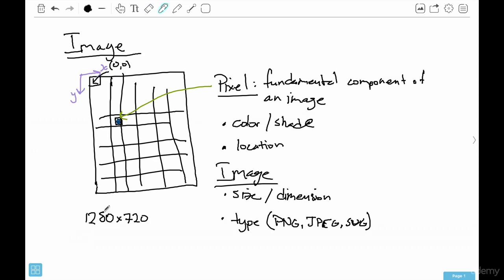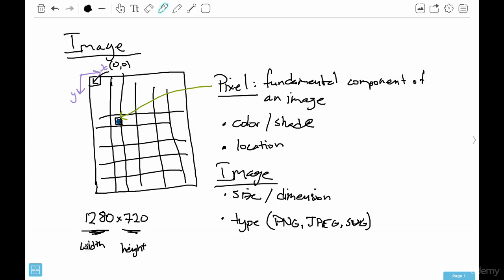1280 by 720. So sometimes we see images that look like this, and so what does this actually mean? Well, it means that this first portion here represents the width of our image, and this is the height of our image, and this is in pixels. So we measure image size or dimension in pixel values. That's how many pixels are in the width of the image and how many pixels are in the height.